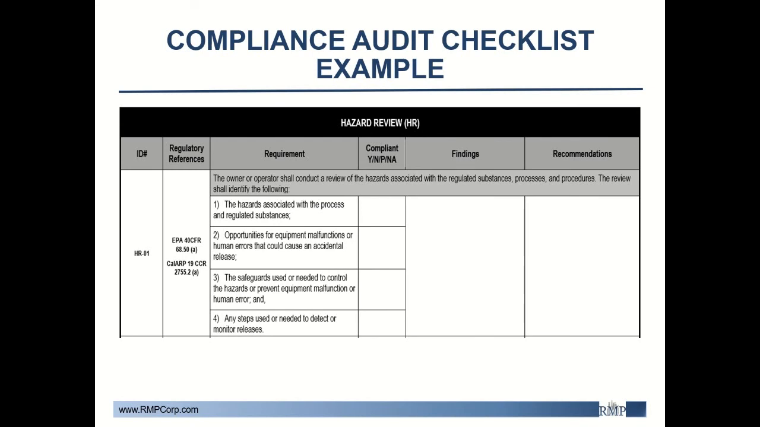So here's an example of what our compliance audit checklist looks like. On the left, we have the regulatory references, where you can find the regulatory requirement. To the right of it, the requirement is a description of the regulation that is required. Next, you have whether or not the facility is compliant. We have yes, no, partial, or not applicable. To the right of that, the findings is where you document how the facility meets that regulatory requirement. And if they're deficient, to the right of that, you can give them a recommendation to address that deficiency and make sure that they are compliant.